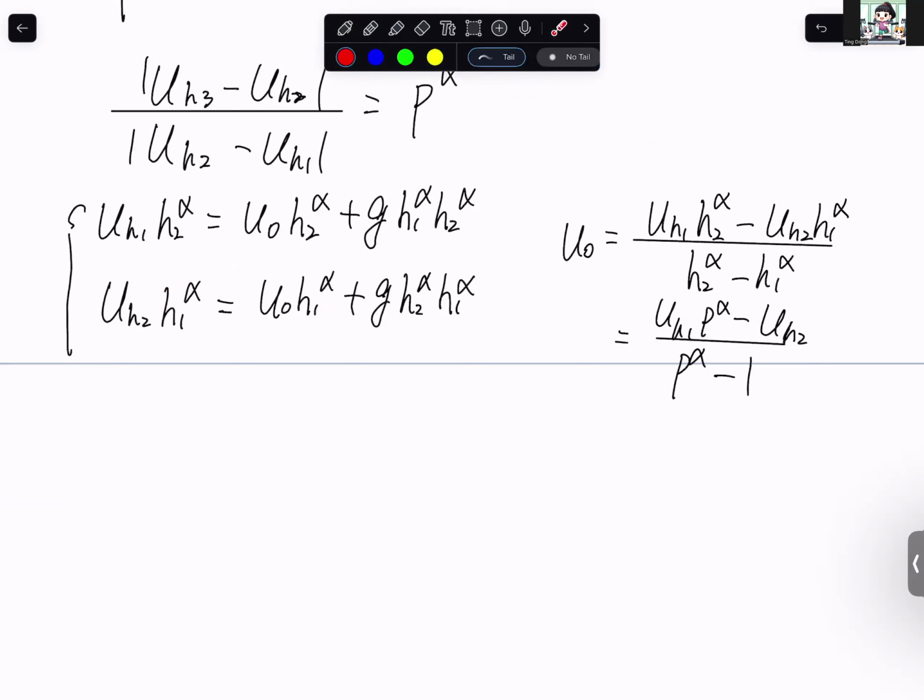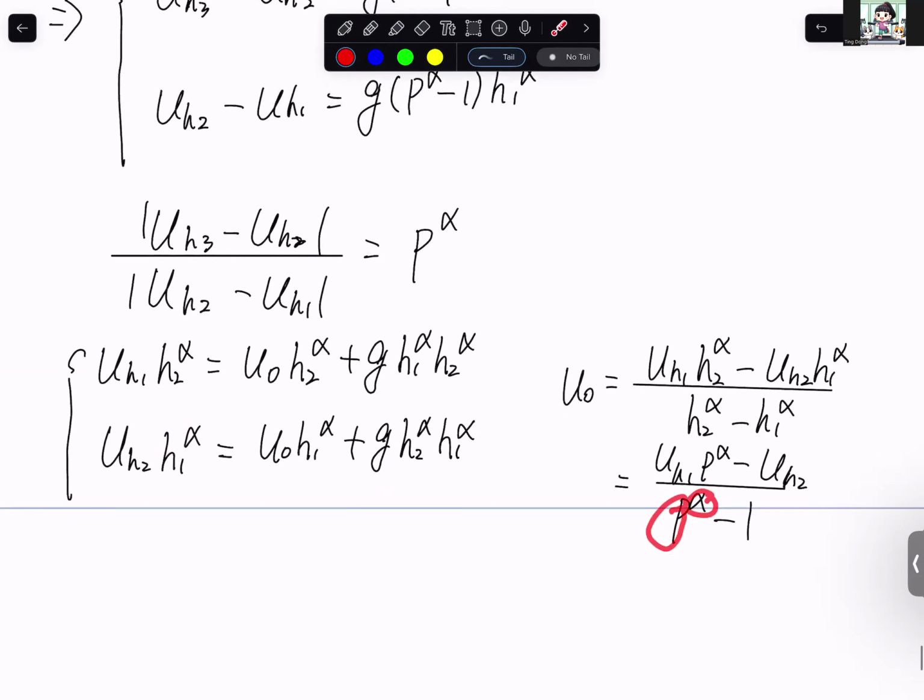So now you check this equation. P is the ratio of the element size. Alpha is the convergence rate that you can probably calculate from this equation. UH1 and UH2 are the results generated from Abaqus when you put H1 and H2 in the mesh. So basically, you can use this equation directly to calculate our exact solution based on the FEA method, right?